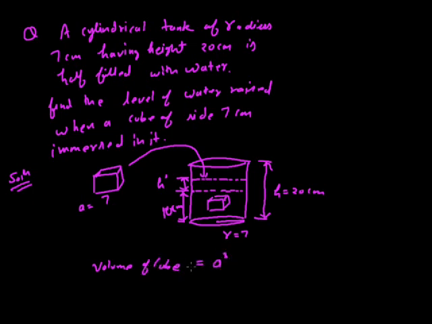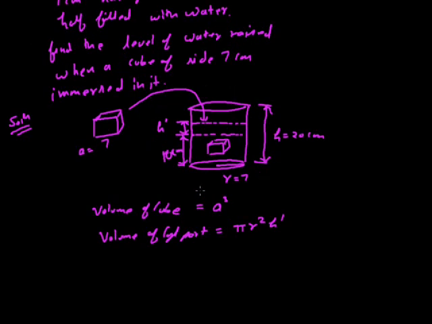Now the volume of this space is nothing but the volume of the cylindrical part, that is equal to pi r square h dash. This portion is in the shape of a cylinder having radius r and height h dash. So these two are equal. Now equating these two, a cube is equal to pi r square h dash.